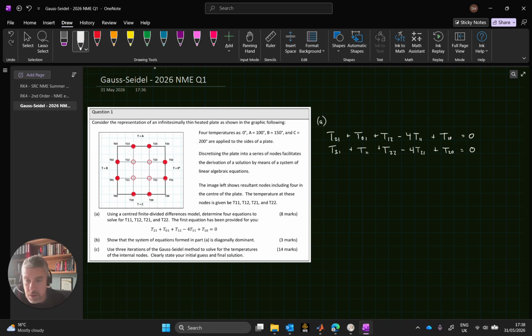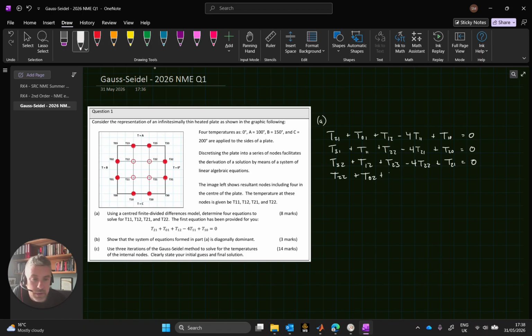Next one, I'll go up to T22, so I'll start with T32 to the right, plus T12 to the left, go up above it, which is T23, minus 4T22 for itself, plus the one below it, T21, is equal to 0. And finally for T12, let's go to the right, which is T22, to the left, T02, above, T13, minus 4T12 for itself, plus T11, is equal to 0. There's 4 equations. Now none of them solve for T11, T12, T21, T22.